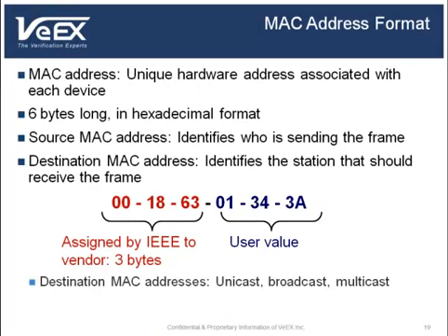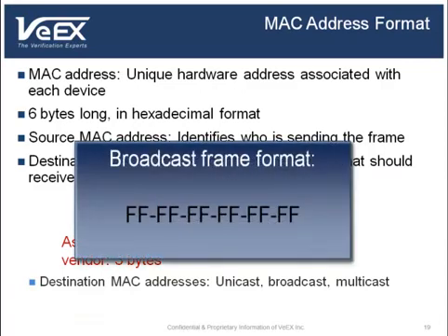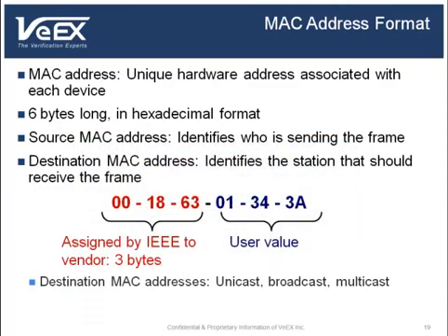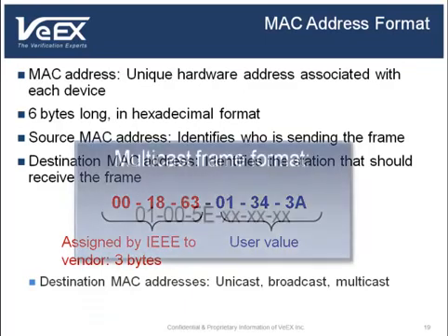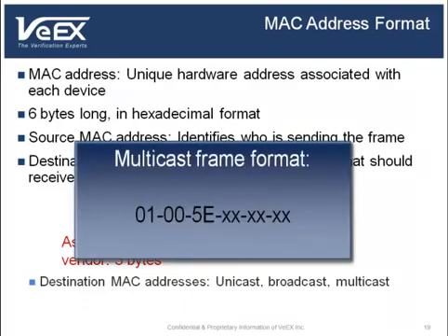There are 3 types of destination MAC addresses: the unicast frame, the broadcast frame, and the multicast frame. A unicast frame is destined for a single station. A broadcast frame is destined for all the stations on the network. This is the format of a broadcast frame. Broadcast traffic can be very polluting because all the stations on the network receive and process it. A multicast frame is destined to a group of stations and is more efficient than broadcast traffic. This is the format of a multicast frame.